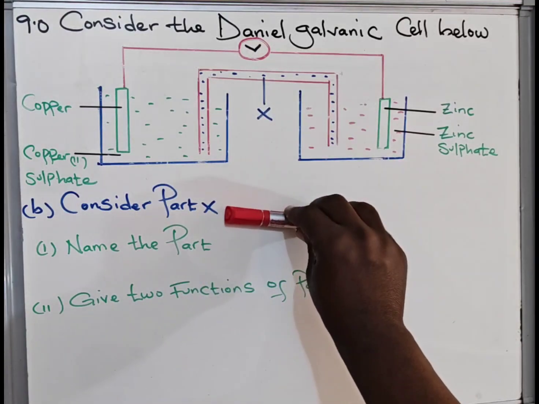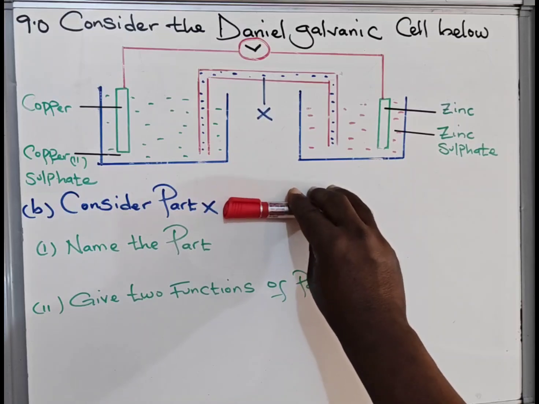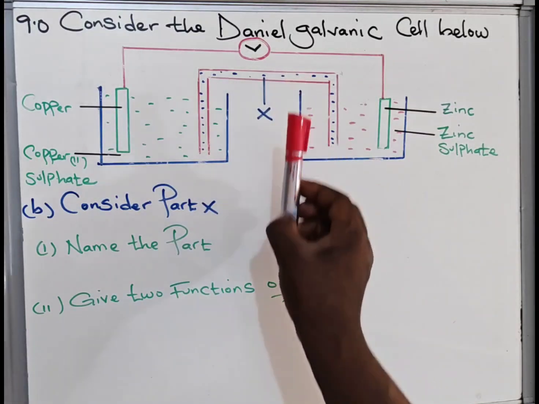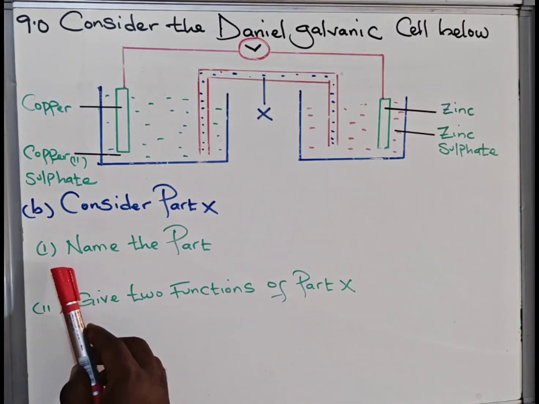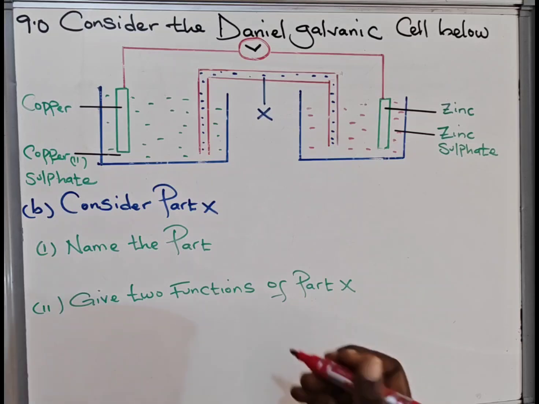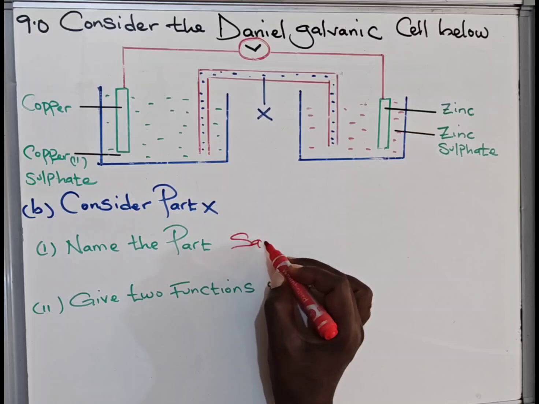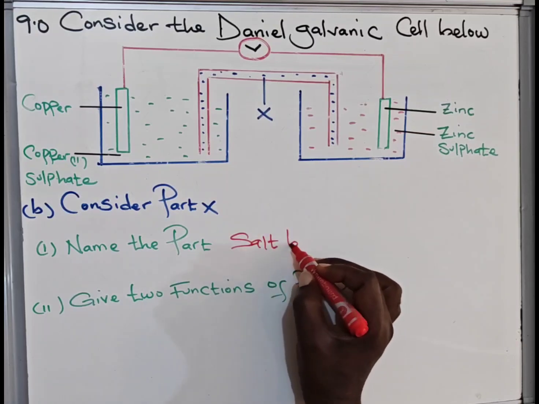Then we come to this question. It says consider part X. So this is X, and the question says name the part. So what is X? X is the salt bridge.